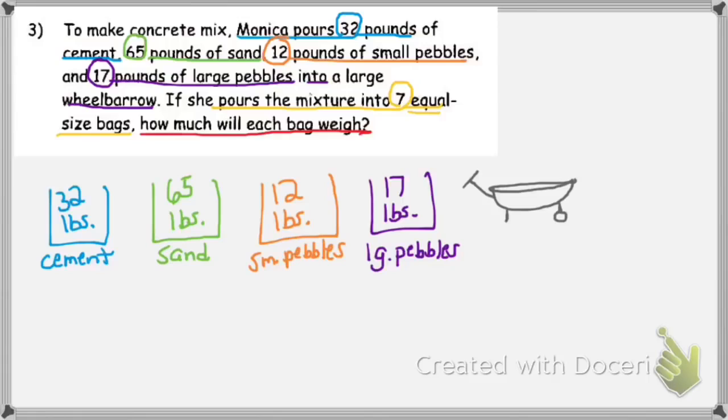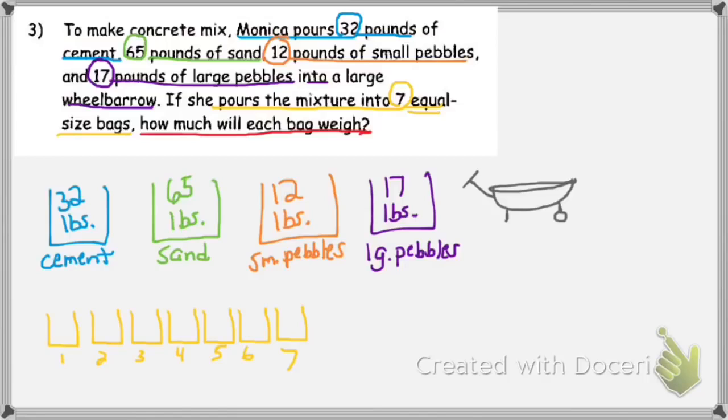So I'll make my smaller equal bags. 1, 2, 3, 4, 5, 6, 7. Number them to make sure I have 7. 1, 2, 3, 4, 5, 6, 7. I'm good. I have 7 bags. So now, how much is going to be in each bag, or how much will each bag weigh?